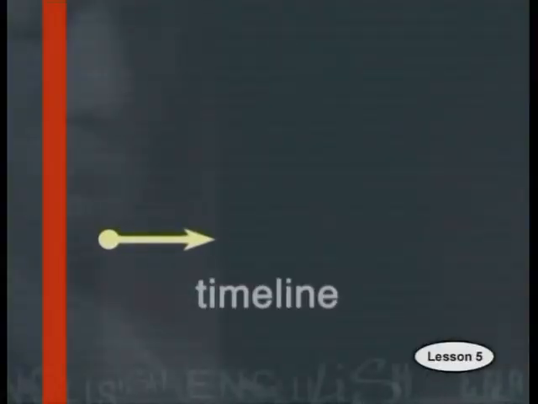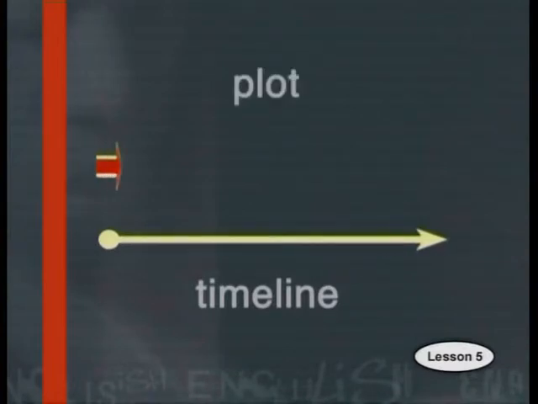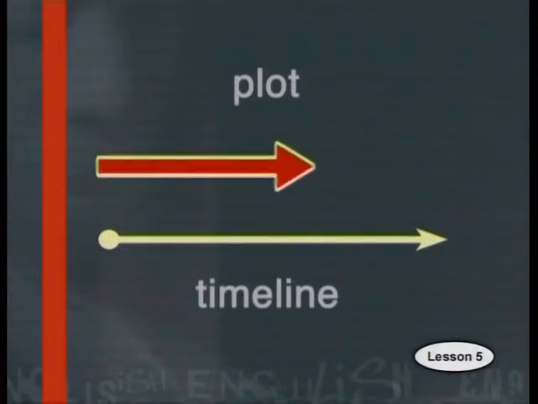Here's how it works. Time is always constant. One moment follows the next, and on a timeline, one event follows the next. If a play tells a story in chronological order, then the plot and the timeline will move along together. However, some plays are not quite this simple.